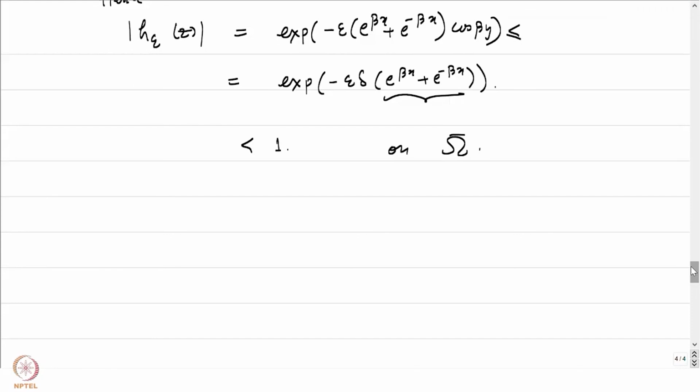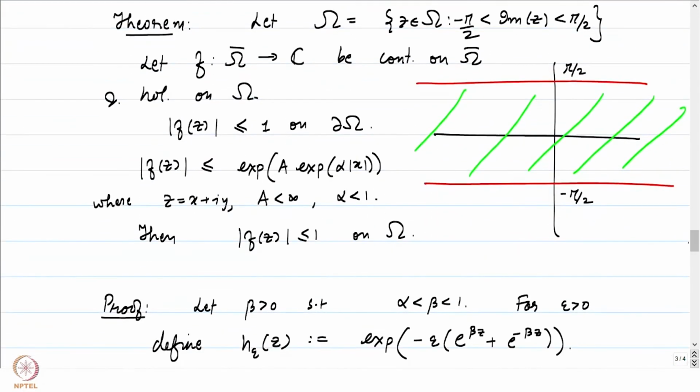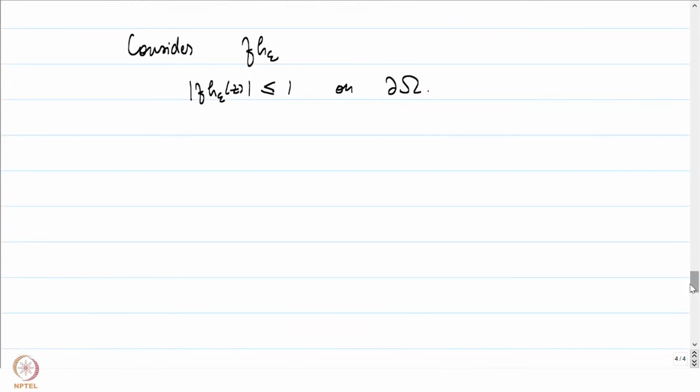Now let us consider the function f times h epsilon. We already know that f is bounded by 1 on the boundary, and therefore the absolute value of f h epsilon of z is less than or equal to 1 on the boundary of omega. So in this image, on the red lines, we have f times h epsilon is already less than or equal to 1. We would like to now study what happens at other points.